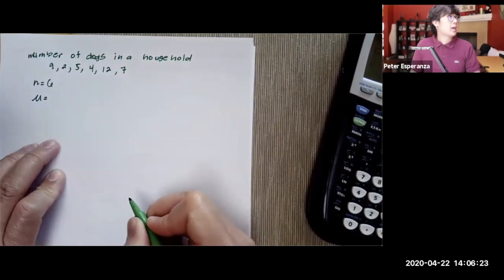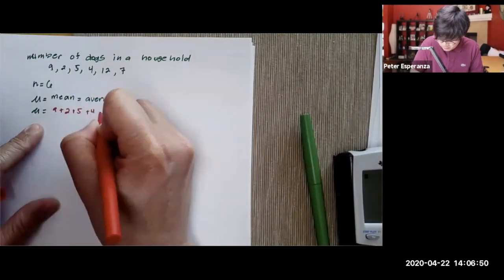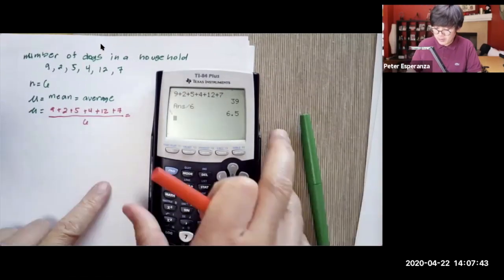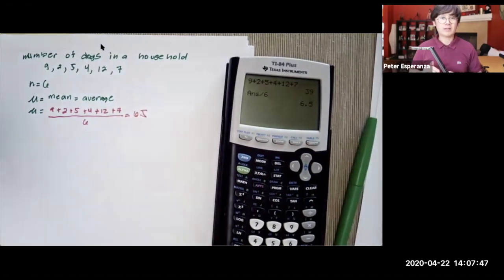mean. Can you please compute for the mean on your own? 7 divided by 6. Yes, 6.5. All right, now, I'm assuming there's no problem with computing for the mean. The only challenge is computing for the standard deviation.